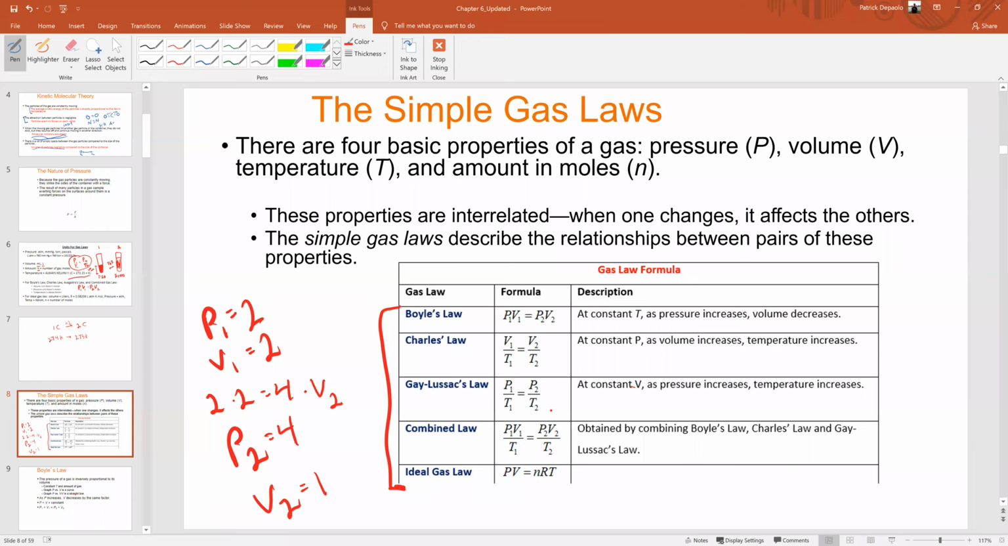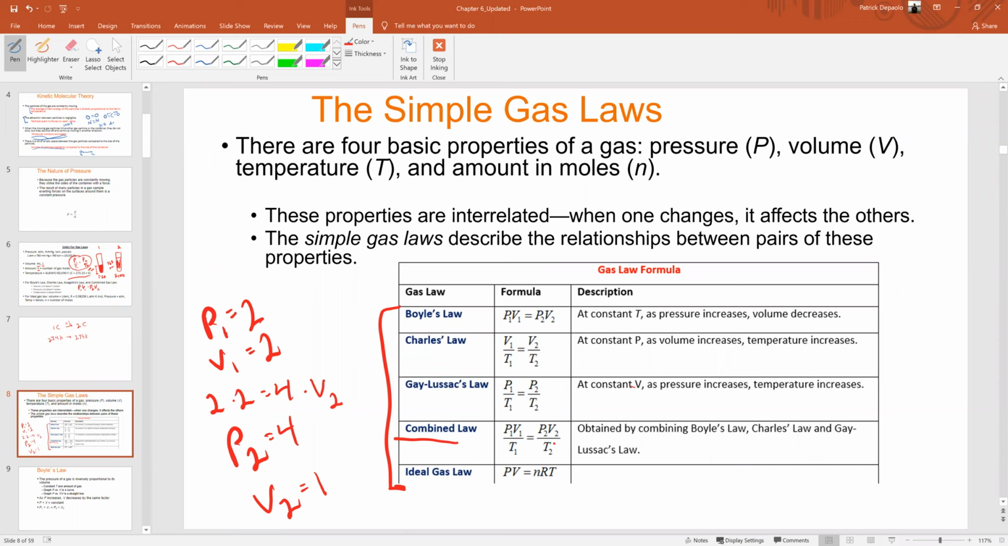Then you have the combined gas law, which is, if you look at the first three, it's literally combined. That's why they call it that. It's combining the first three laws into one simple law. If you know how to use the combined gas law, you're good with all of these.